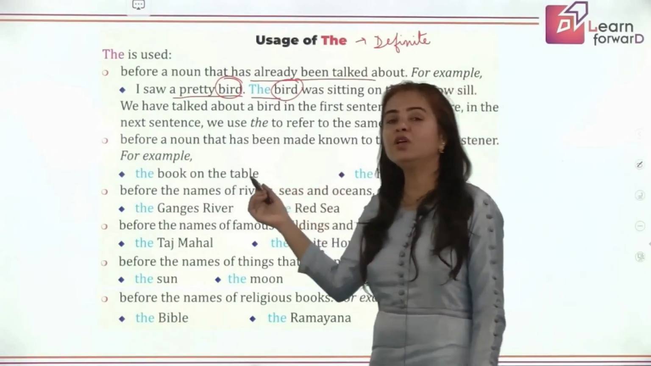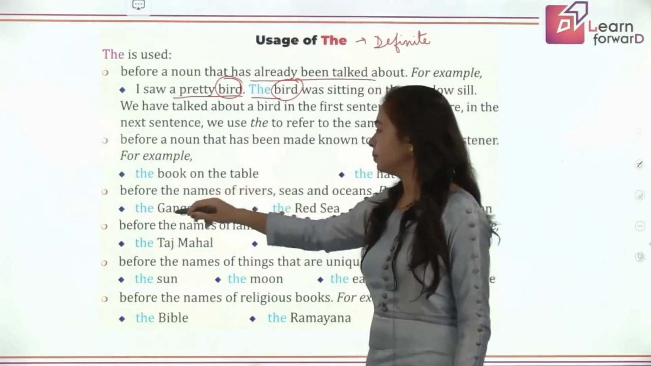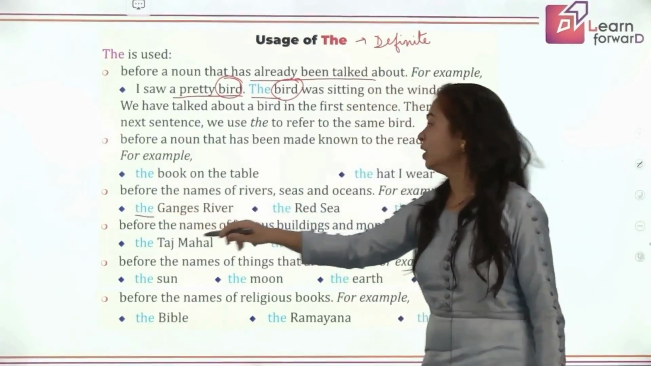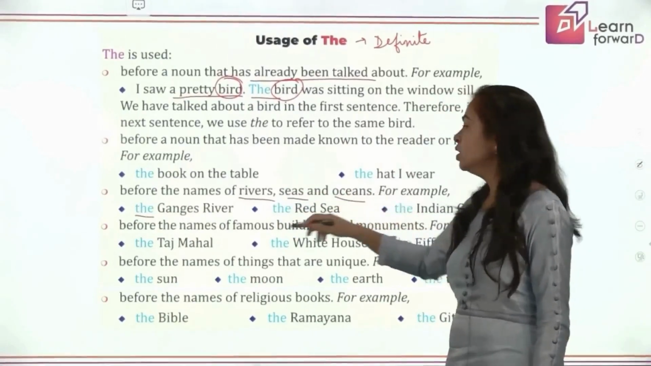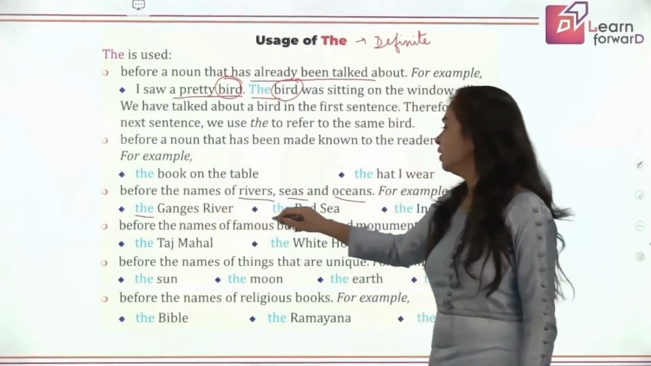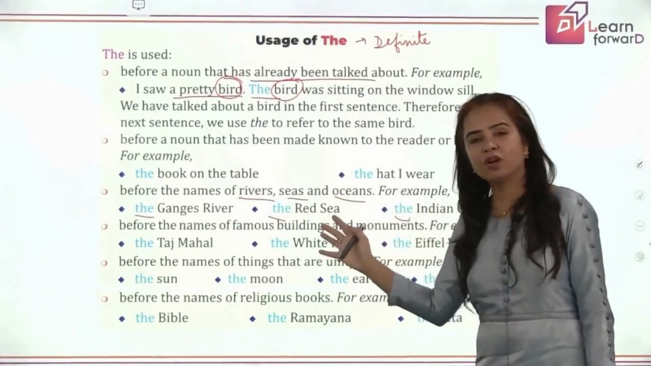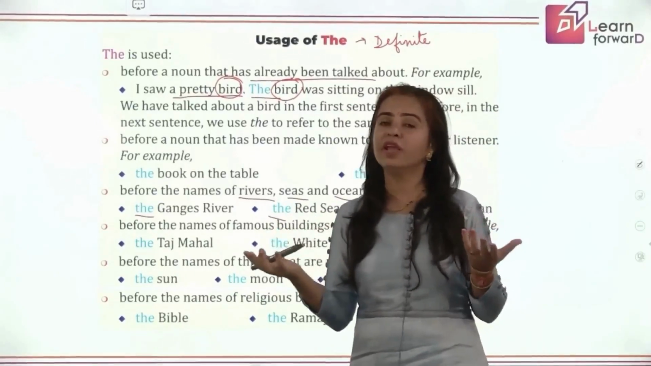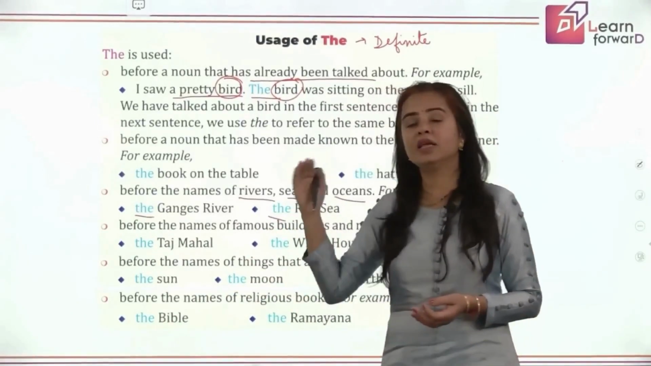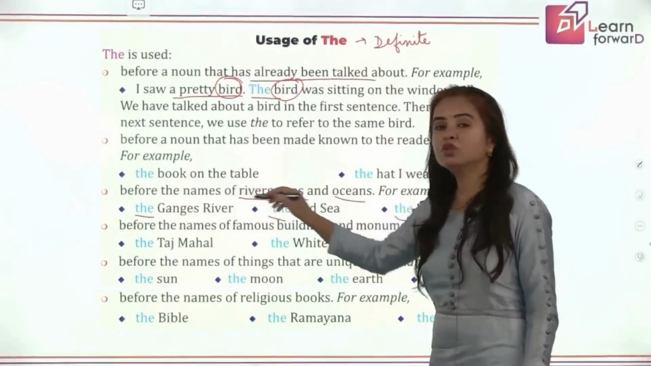And then we use 'the' before some specific names, like the names of rivers, water bodies, seas, oceans. So we say the Ganges River, the Red Sea, the Indian Ocean. So all these are water bodies. Normally we do not use 'the' before the name of any body, right? But there are a few categories where we use 'the', like the names of water bodies.